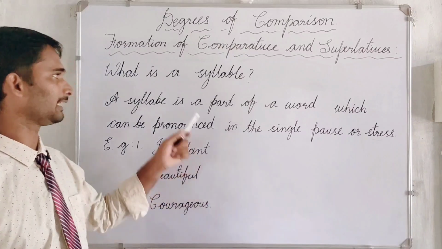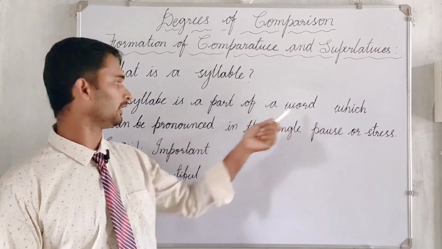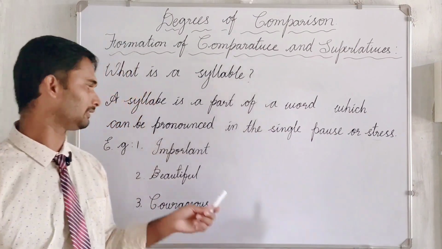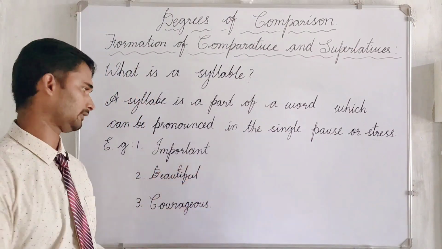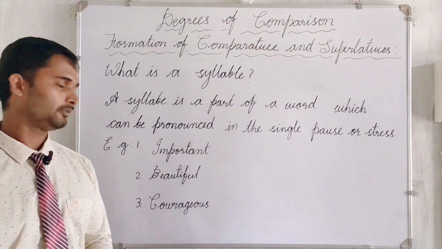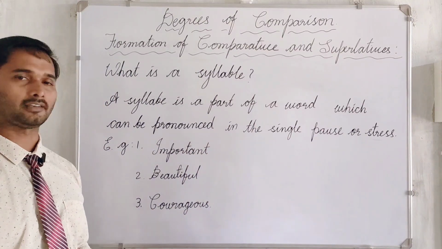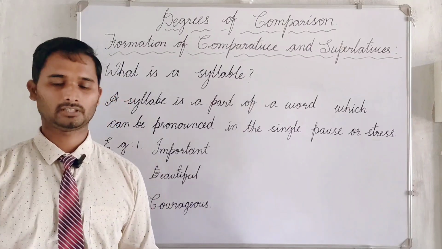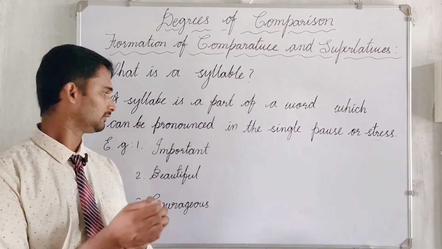Let us learn what a syllable is. A syllable is a part of a word which can be pronounced in a single pause or stress. Some examples. Important, beautiful, courageous. How to identify a syllable? We have two options. We can use claps.